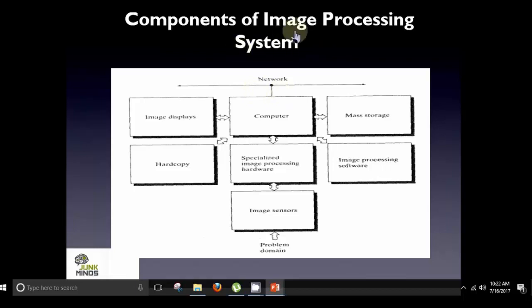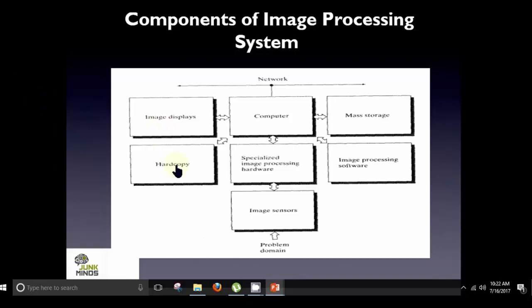The next module that we have is image displays. Now image displays in use today are mainly color, preferably flat screen TV monitors. Now these monitors are driven by the outputs of image and graphic display cards that are an integral part of the computer system. The next module that we have is hard copy.